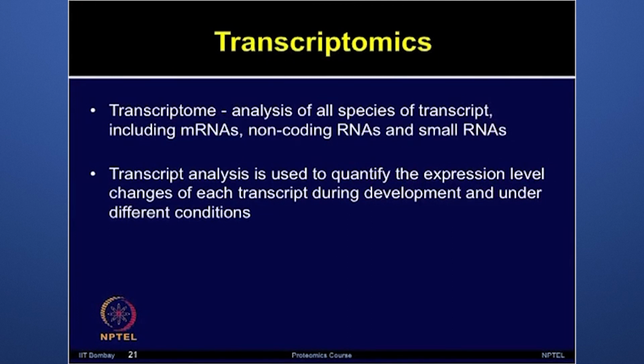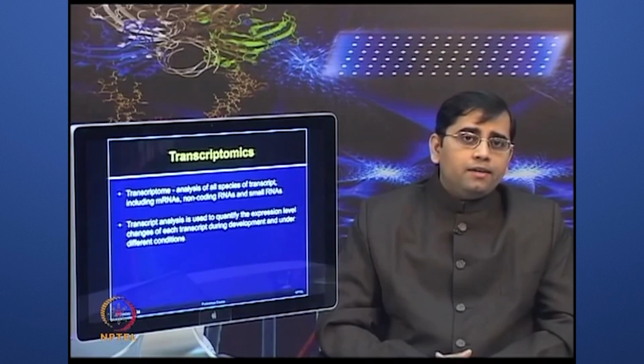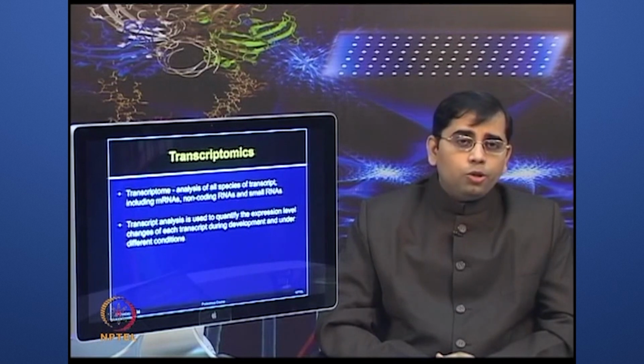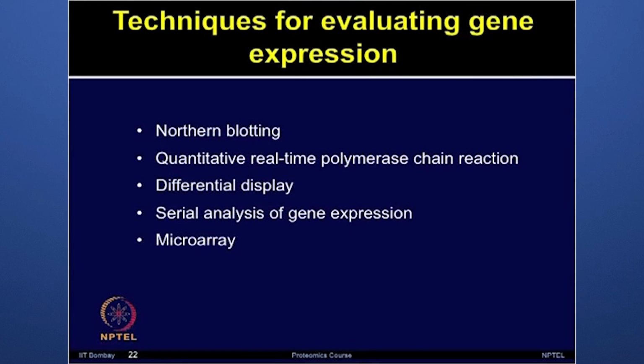Let us look at some of the definitions. A transcriptome is the analysis of all species of transcript including mRNAs, non-coding RNAs and small RNAs. The transcript analysis is used to quantify the expression level changes of each transcript during development and under different conditions. The transcript analysis is also very important for understanding the functional elements of the genome and also the molecular constituents of cells and tissues. There are various techniques which have been used for evaluating gene expression changes, such as Northern blotting, the more traditional method, and some of the newer methods involve quantitative real-time polymerase chain reaction, qRT-PCR or qPCR, differential display method, serial analysis of gene expression or SAGE, and microarrays.